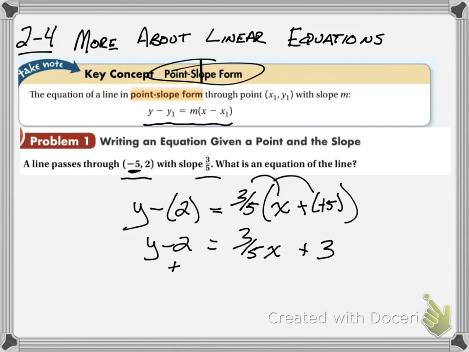Now solve. Add 2. Add 2, y equals 3/5 x plus 5. There's your slope. That's your y-intercept.